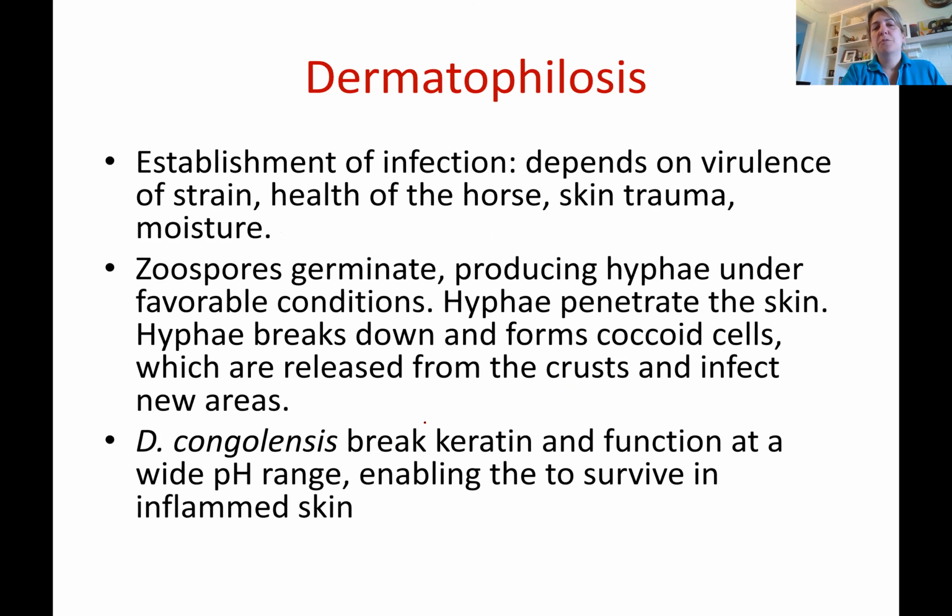So again, establishment of the infection is going to depend on the virulence of that particular strain of bacteria that the horse is having at the time, and the health of the horse. A lot of horses get wet at the same time, and just a few are going to develop rain rot as opposed to the other ones, okay?